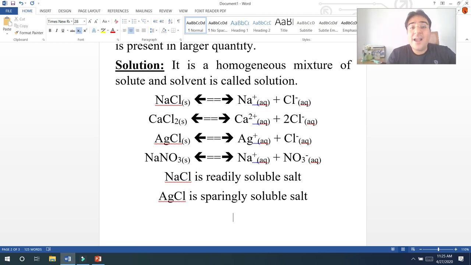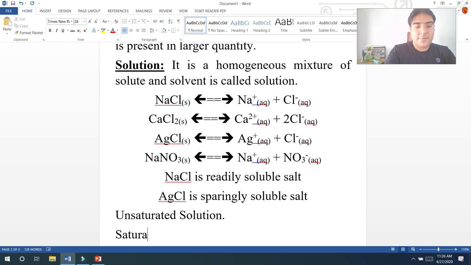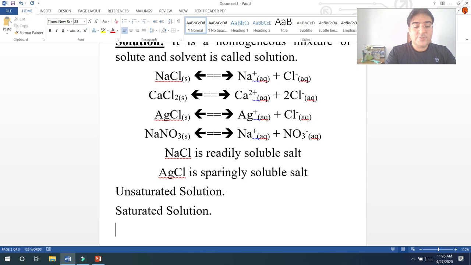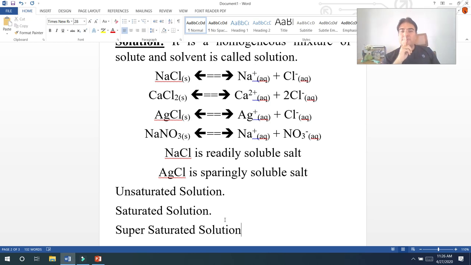Some salts are readily soluble, some salts are sparingly soluble. There are also solutions of three types: unsaturated solution, saturated solution, and supersaturated solution. Now, I should explain them before we go to our main topic. This is not included in your book's topic, but you can copy them in your copy for your own knowledge.